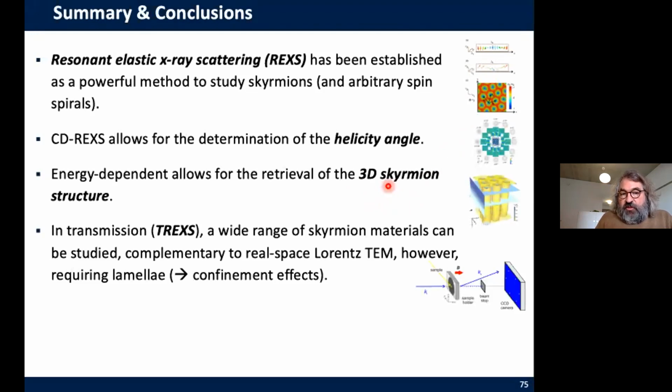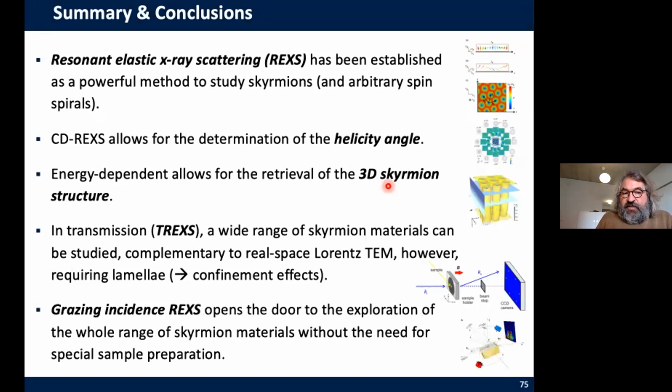Transmission RSXS is also important and can be used for an extremely wide variety of samples and materials. The issue there is that you get confinement effects. However, it's still interesting to do because a lot of real space techniques, like Lorentz TEM or STXM, of course, work with the same type of samples. And in fact, we did experiments on identical samples to get complementary data sets.